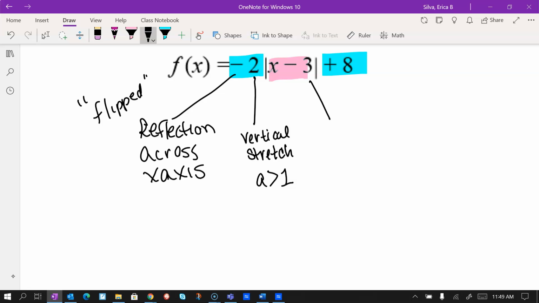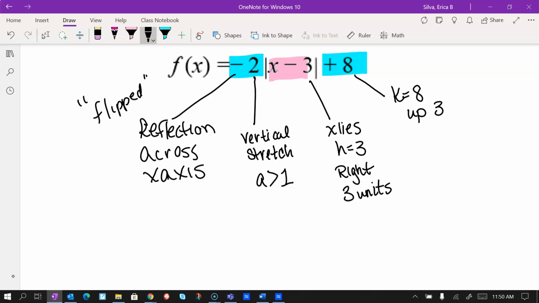For this 3, we know it's horizontal, so that means it's a horizontal shift. And because it is inside with the x, we know x lies, which means my h is actually a positive 3, and that tells us that we're going right 3 units. Here's my k. K is equal to positive 8. We know it's a vertical change, so it's going to go up or down. Because it's positive, that means we're going up 8 units.